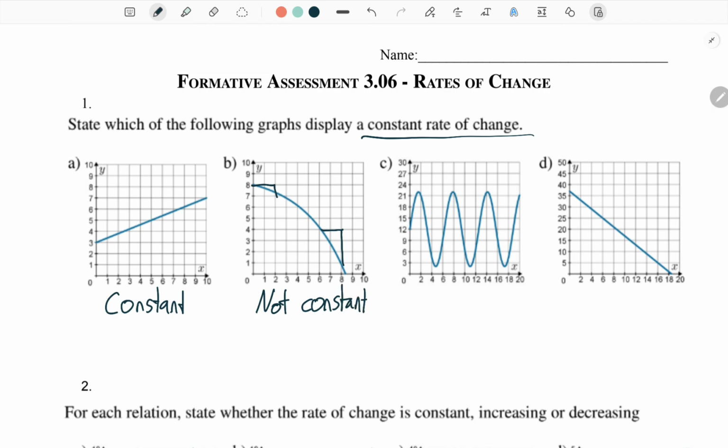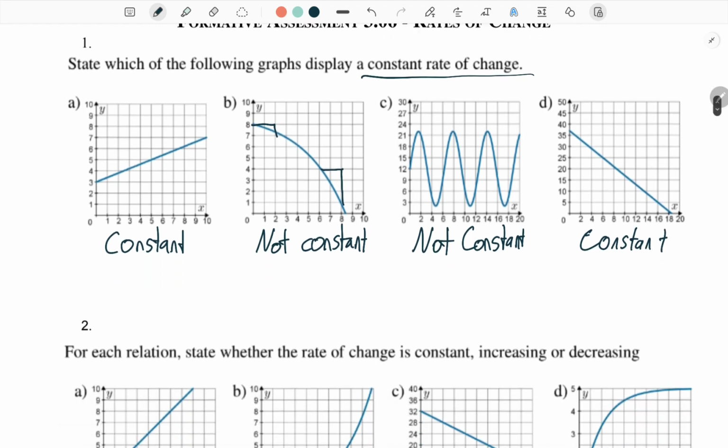The next one, I mean, it's just all over the place. It's going up, it's going down, going up, going up, down. It's like a wave. It's the wave graph. So yeah, definitely not constant there. And lastly, as you take a look at this last one, as you go to the right, it goes down by some amount, goes down by the same amount, and so on and so forth. It's just a straight line. So a straight line always actually has a constant rate of change. And that's something we're going to look at in the future.